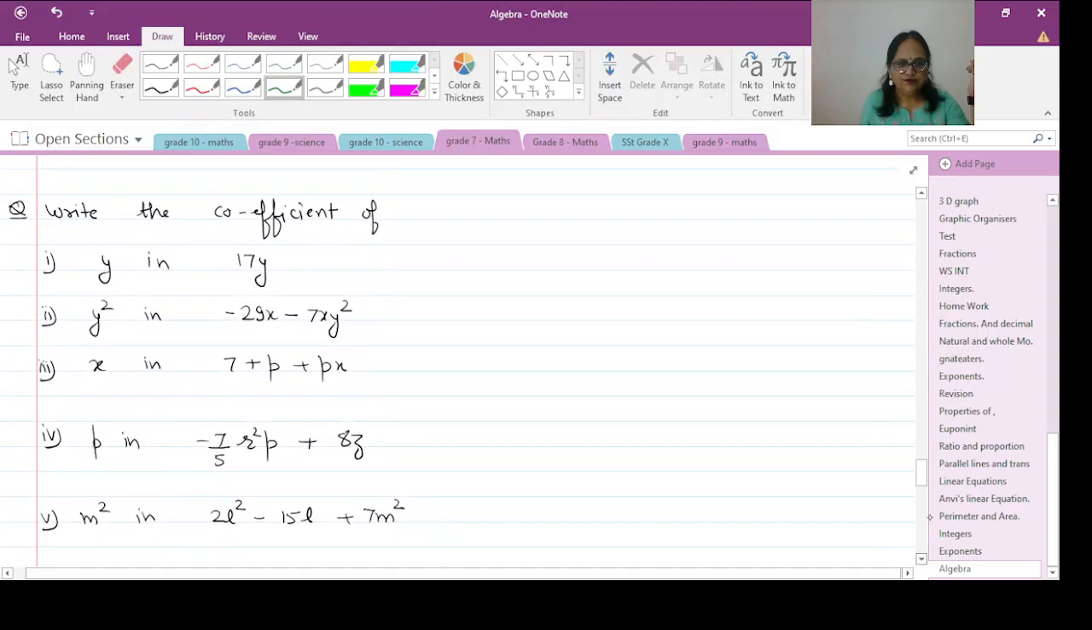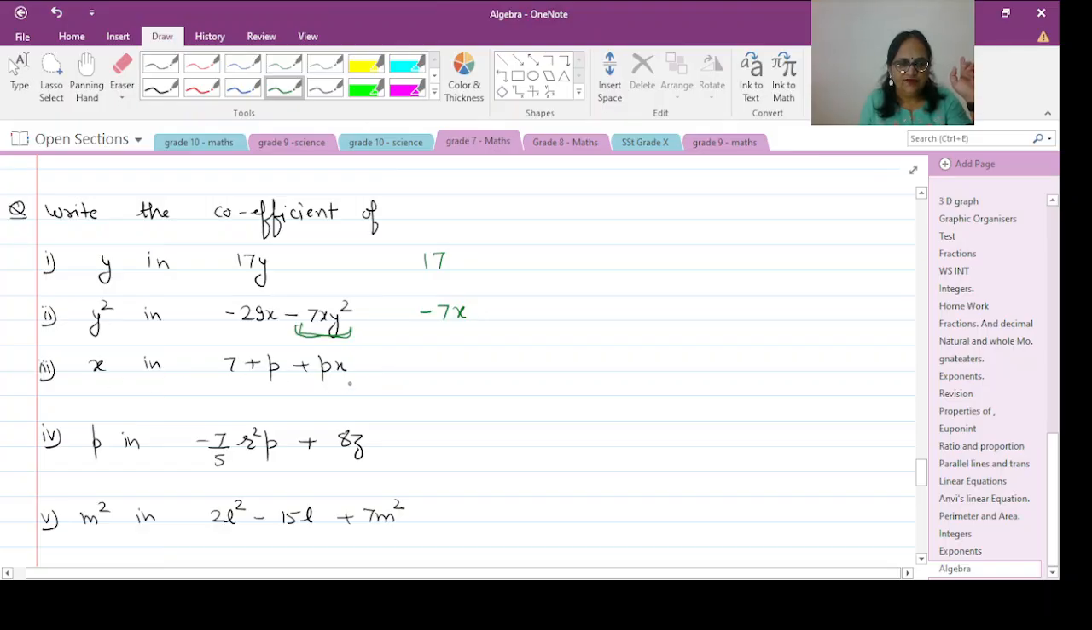One more question. Write the coefficient of y in 17y. So just hide y. So you are left with 17. Second one, y square in this. So first you will search the term y square. This is y square. If you hide y square, you are left with minus 7x. That's your answer. X in this.